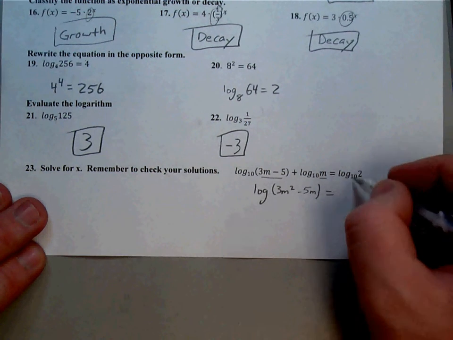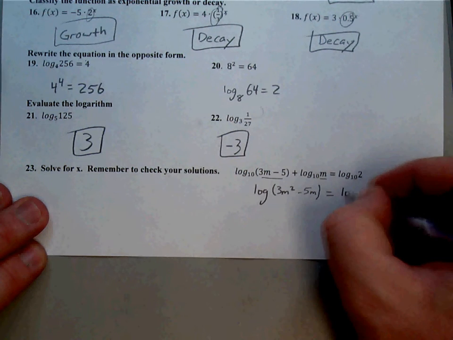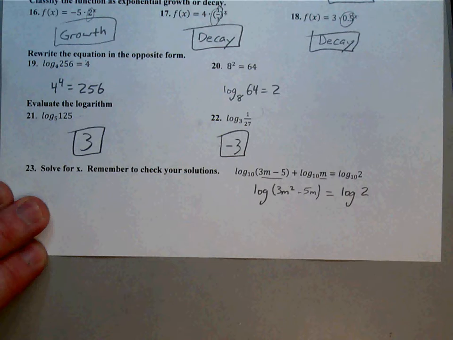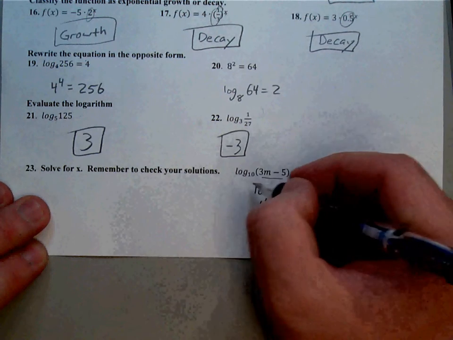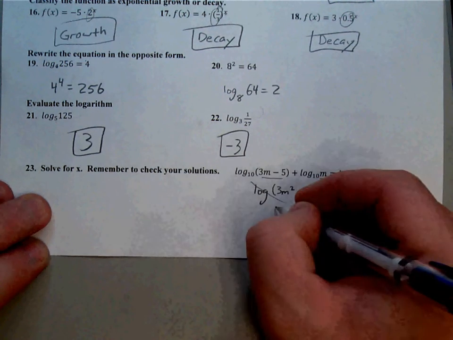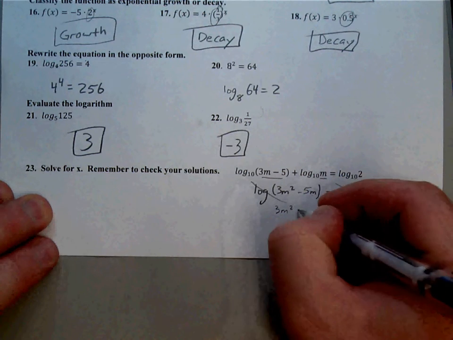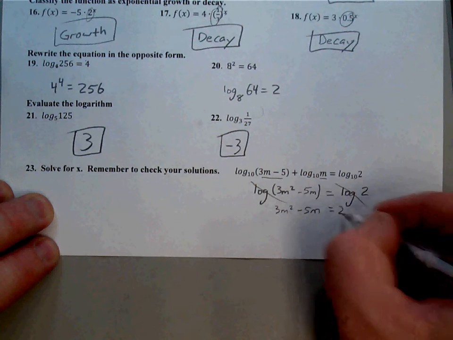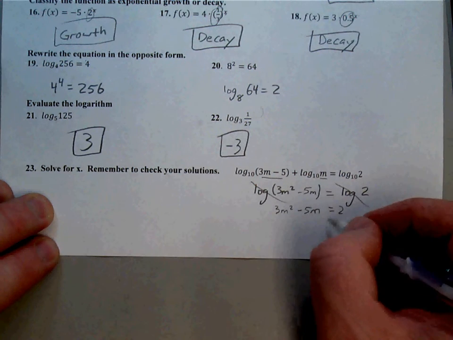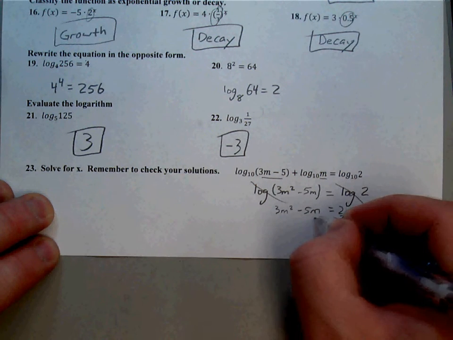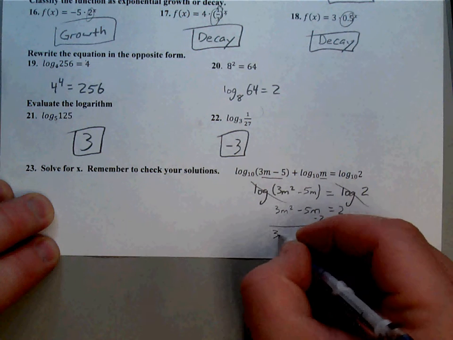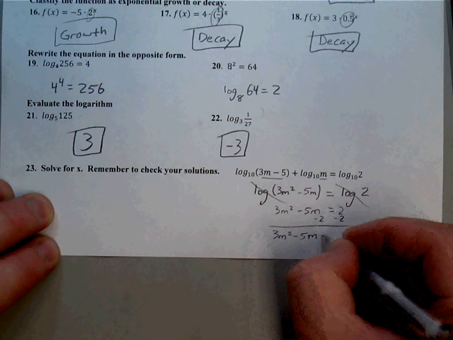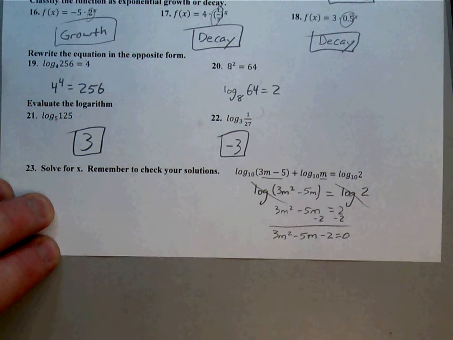Equals, on the other side, once again, I don't need to write the word log. I don't even need to write the base of 10. If we don't write a base, it's assumed or understood to be 10. Okay, we have a log on both sides, so we can just drop the logs. 3m squared minus 5m equals 2. We're going to need to set this equal to 0, so I subtract the 2 over. 3m squared minus 5m minus 2 is equal to 0.